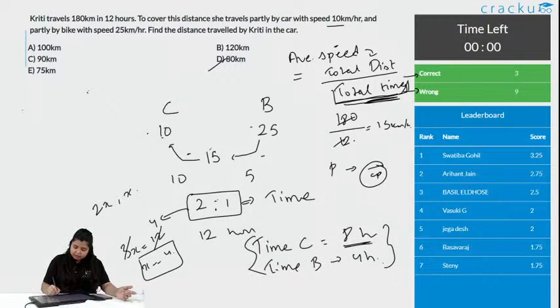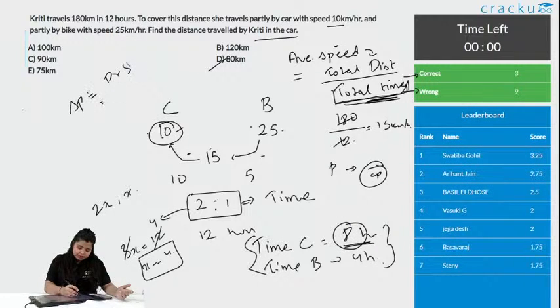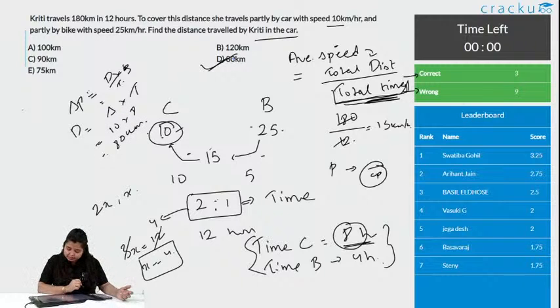So, if you know the time, you know the speed of car and bike, can you find the distance travelled? Definitely. So, it is asking Kriti in car. Car, the speed is 10, the time taken is 8. So, speed is distance by time. We know the speed, right? So, distance will be speed into time. Speed is 10, time is 8, answer is 80 kilometer. Option D is the correct answer.